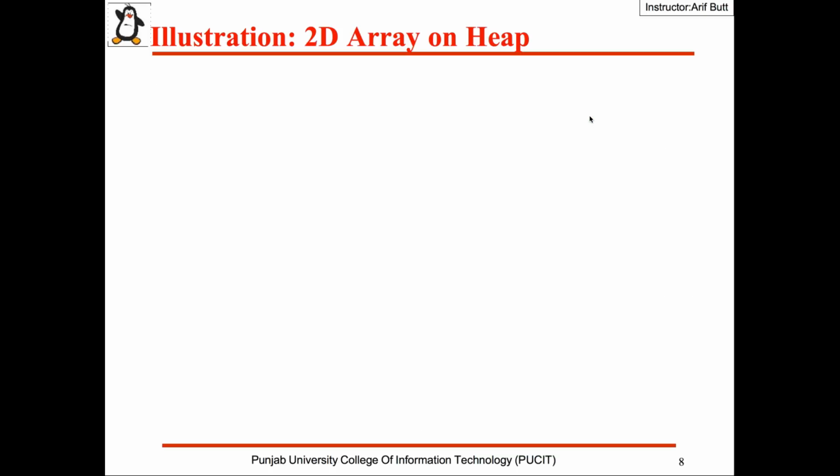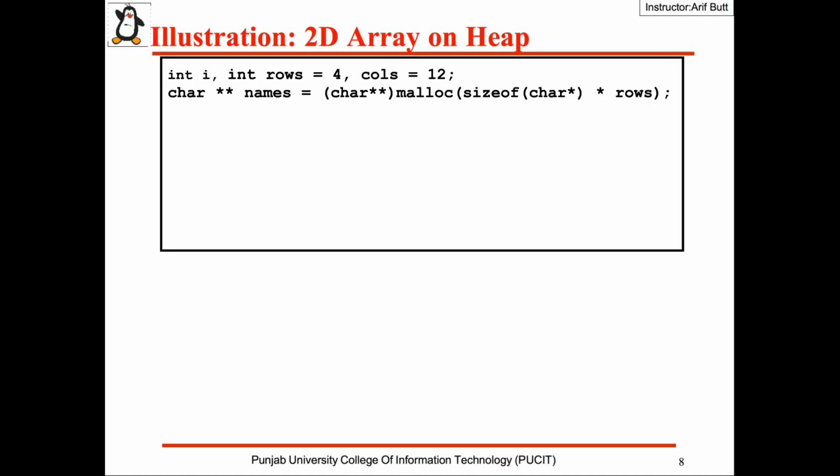Let us extend the same illustration and see how to allocate and free a 2D memory on heap. Suppose in a program we want to input 4 names from the user, and each name can have a maximum of 11 characters, and both these values can be decided at runtime. So when this line of code gets successfully executed, an abstract pictorial view of the memory is something like this. So names is a stack variable of type character pointer pointer, which points to an unnamed memory on heap containing a 1D array of character pointers.